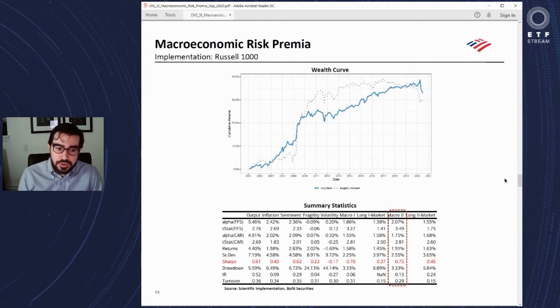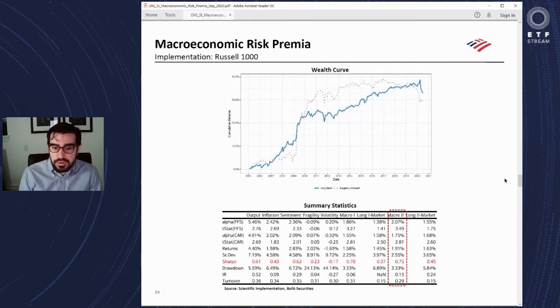Output, inflation, and sentiment portfolios all have statistically significant alphas, either measured by Fama-French 5 factors or the Carhart 4-factor model. Whereas fragility and volatility do not exhibit statistically significant alphas. Our interpretation of that is that output, inflation, and sentiment are bringing information that's not necessarily already incorporated into those factors, whereas fragility and volatility are offering another way of thinking about combining those factors or making tactical shifts across those factors.